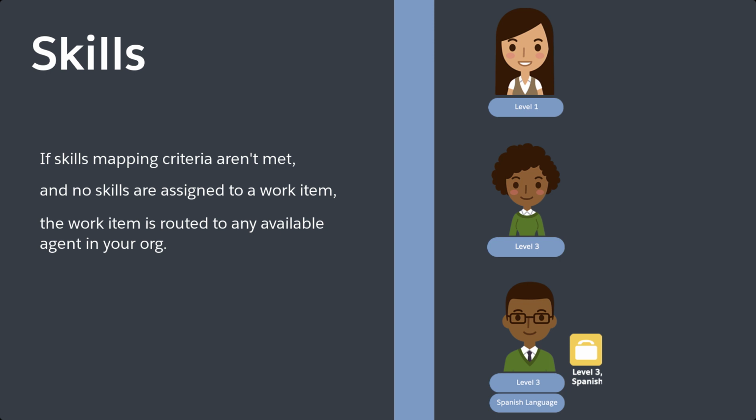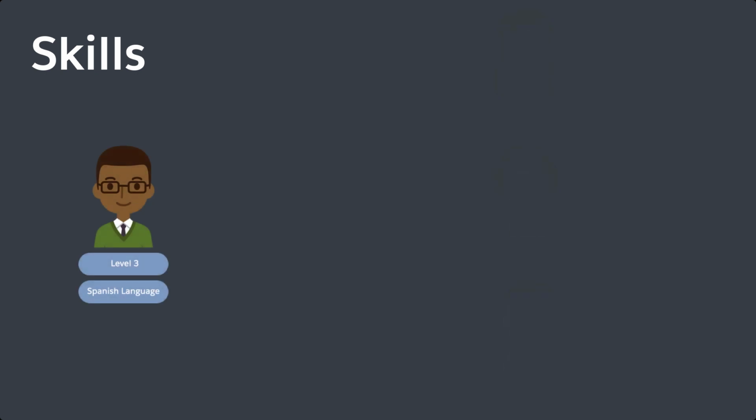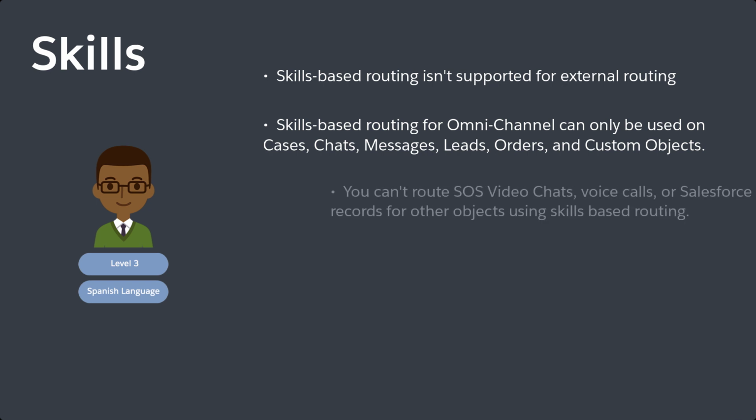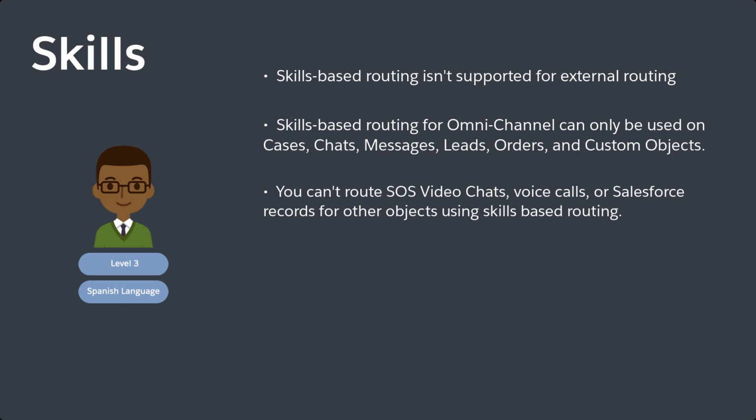Before we go, let's quickly look at some of the limitations of skills-based routing. Skills-based routing isn't supported for external routing. Skills-based routing for omnichannel can only be used on these objects: cases, chats, messages, leads, orders, and custom objects. You can't route SOS video chats, voice calls, or Salesforce records for other objects using skills-based routing.